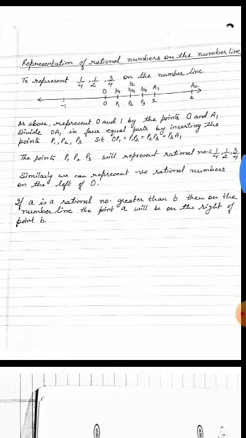Next, we have the concept of representation of rational numbers on the number line. How to represent a number line? We all have studied this in the earlier classes. To represent a number line, we draw a straight line, mark a point O on it, we take it as origin, or we take it as a 0. On the right hand side, we mark the positive numbers. On the left hand side, we mark the negative numbers, keeping in mind that the distance between each number should be constant.